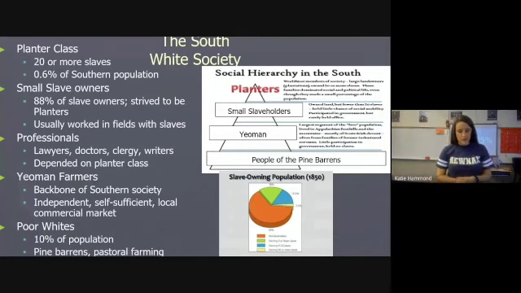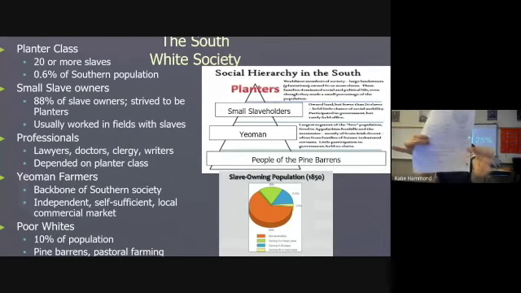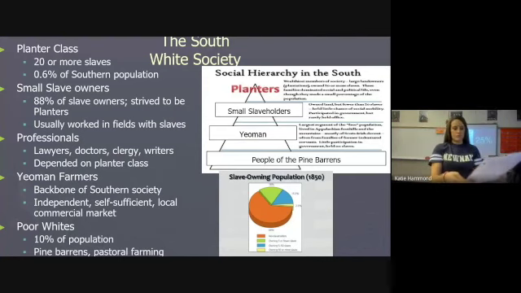So what I want you to do, y'all see this little triangle? I want you to fill in that triangle. Planters at the top, and it's very small. Then small slaveholders, Yeomen, and then the Pine Barren people, that 10%. So just make sure you know that order.